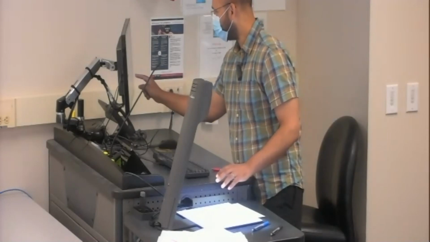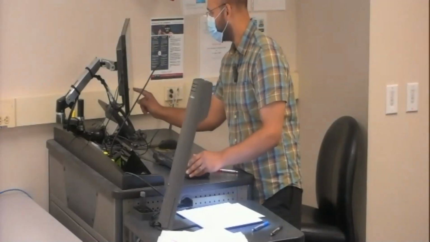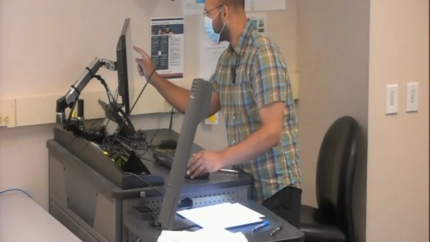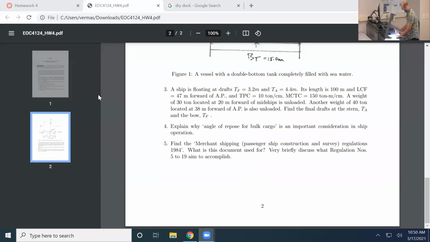I can't see it while I write. Okay, give me 1 second. I have to write down the question, or basically make the sketch, and then I'll share my sketch with you. So, is the ship? We're given the draft. Okay, draft 4 is shallow, okay. So this is 3.2 meter. This is 4.4 meter. Length is 100.